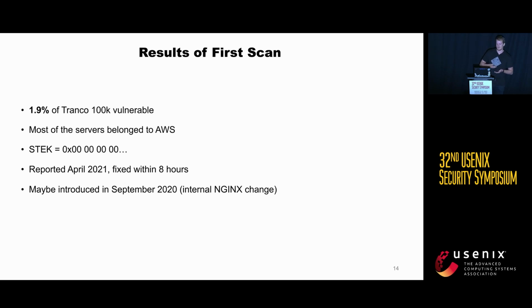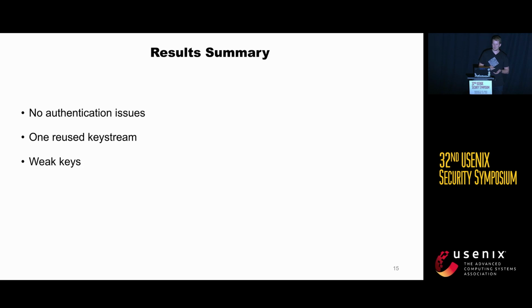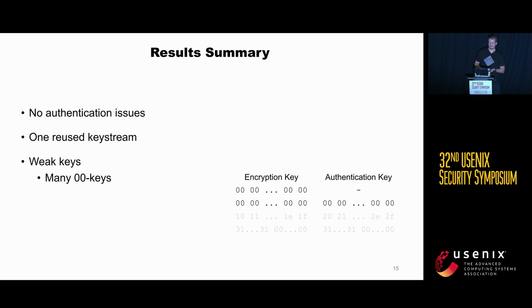Then we performed more scans, and the summary is that we didn't find any authentication issues. We also scanned for padding oracle vulnerabilities, but didn't find any, which is a good thing. We found one instance where a key stream was reused, most likely due to a reused nonce, so we could again recover the key stream and recover the master secret, and we found a lot of weak keys. As mentioned, we found 0 keys.